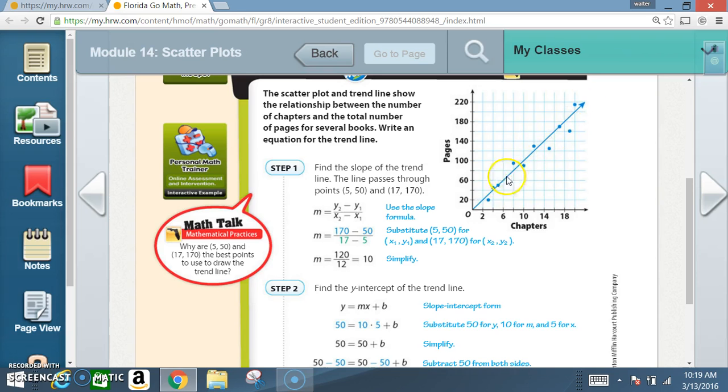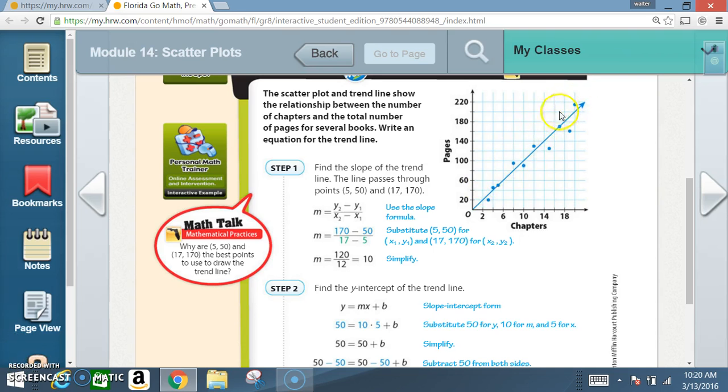And the trend line is drawn in such a way, now make sure you're paying attention because you're going to need to do this, that you have about the same number of points above the line as you do below the line. Trying to make sure that you get at least 2 points here and here on the trend line.